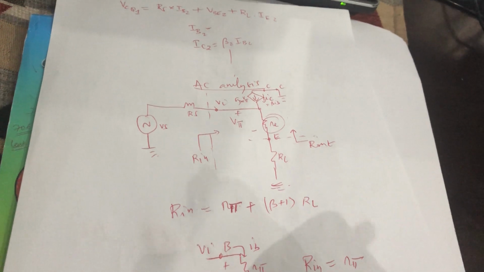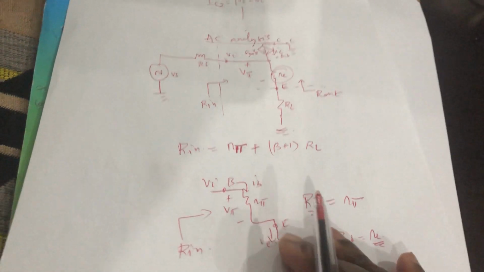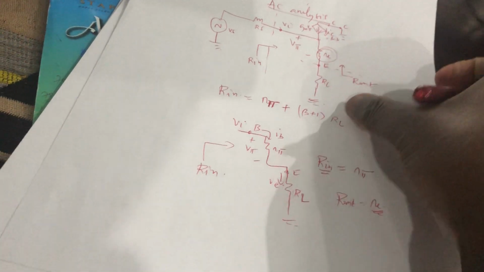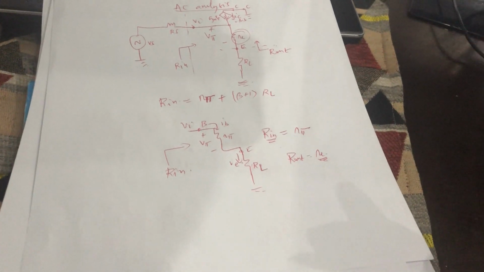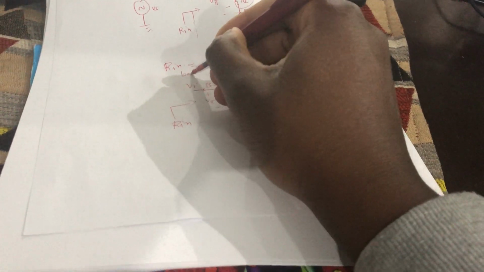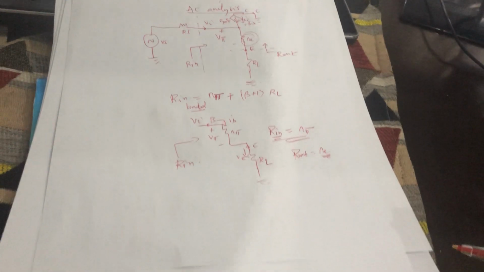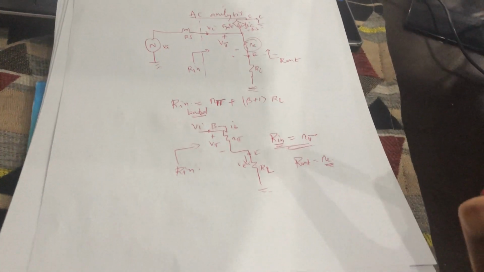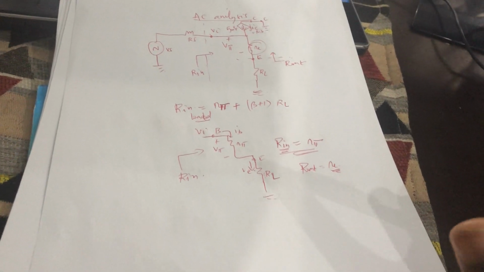Right. So each of the two models, when it comes to the common collector, has its advantage. None of them takes precedence. But one must just be analytical and critical. So this would have been R in loaded. So I don't want you to use that. We just use a non-loaded R in. So then we take into account the loading effect after.